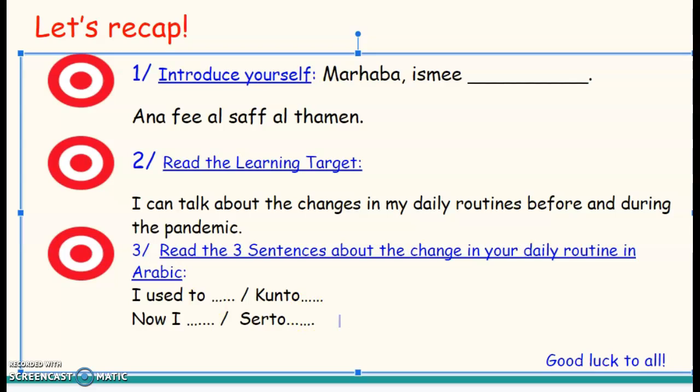Okay, boys and girls, I am going to include in this presentation the study guide, so you can have a bigger choice of keywords and vocabulary.